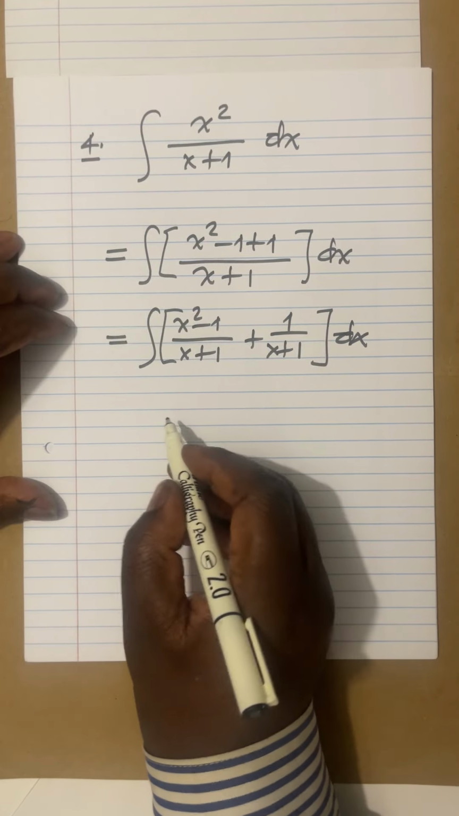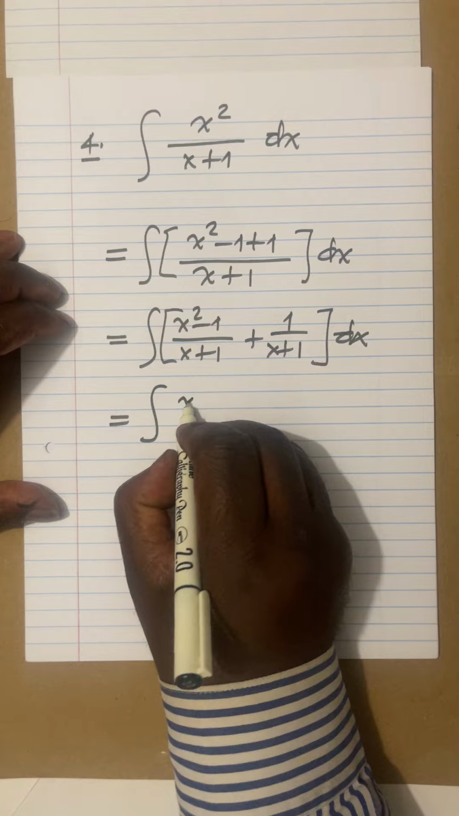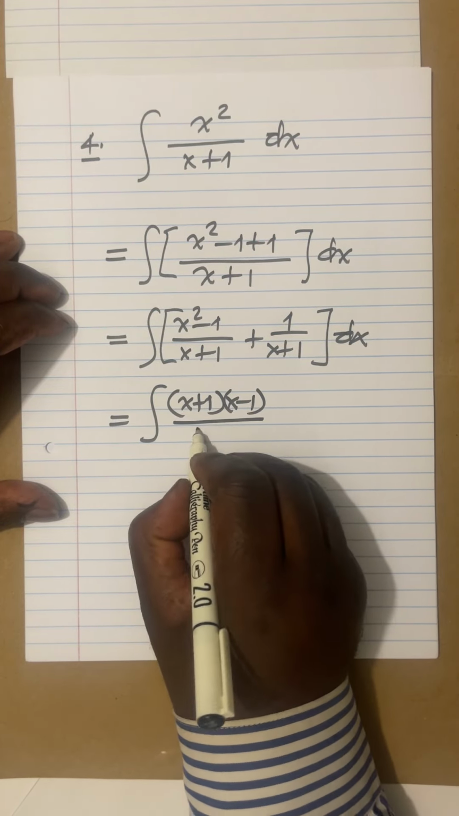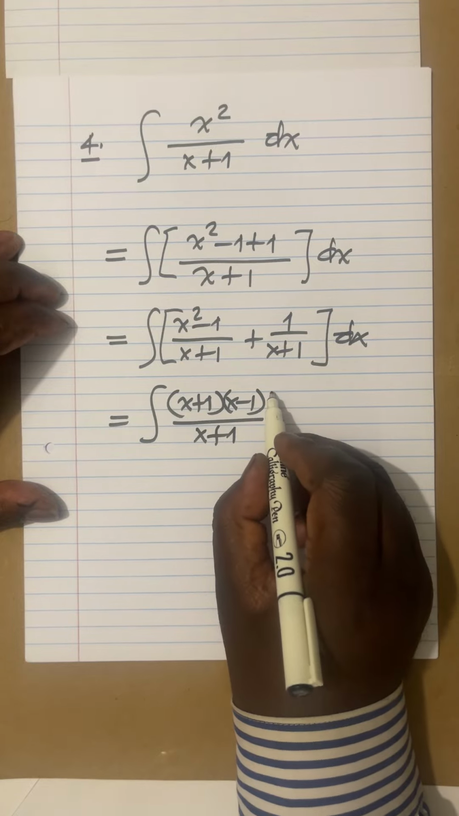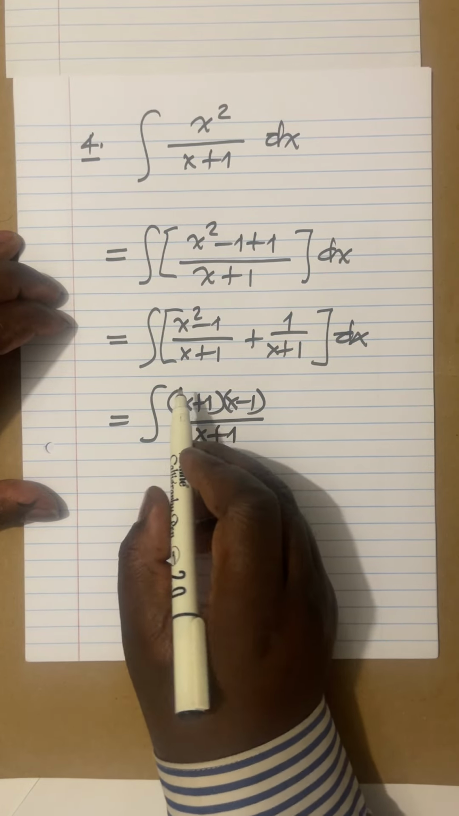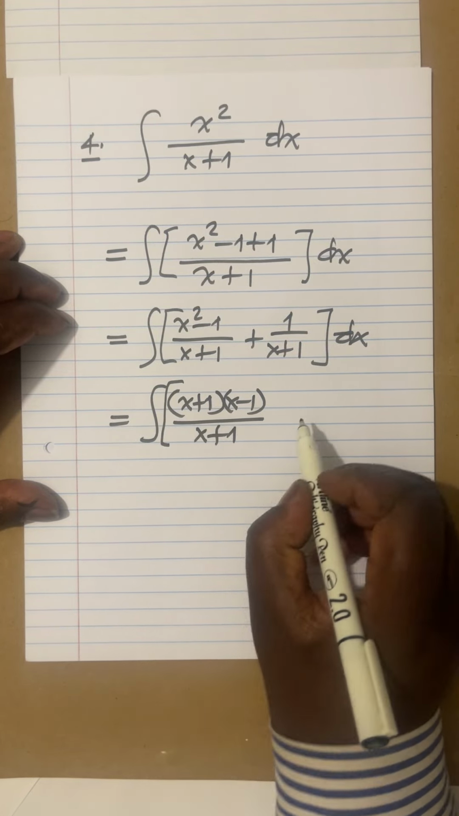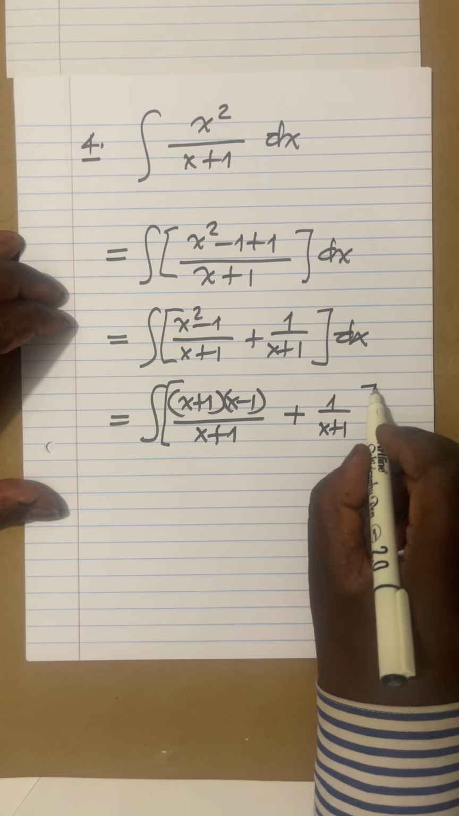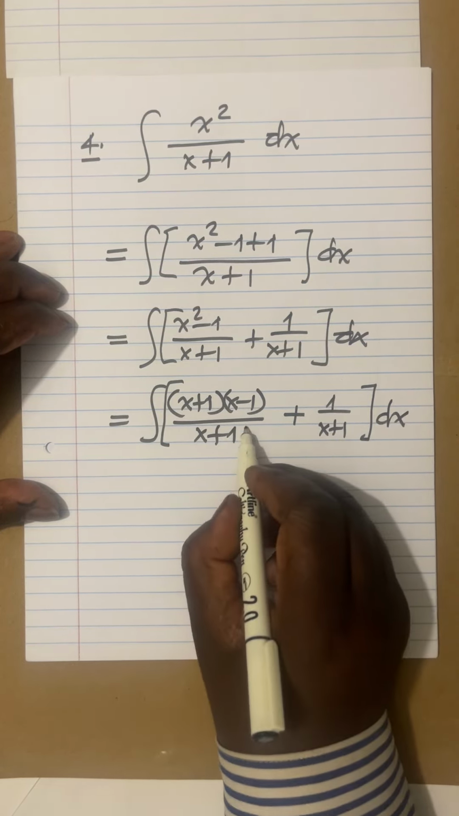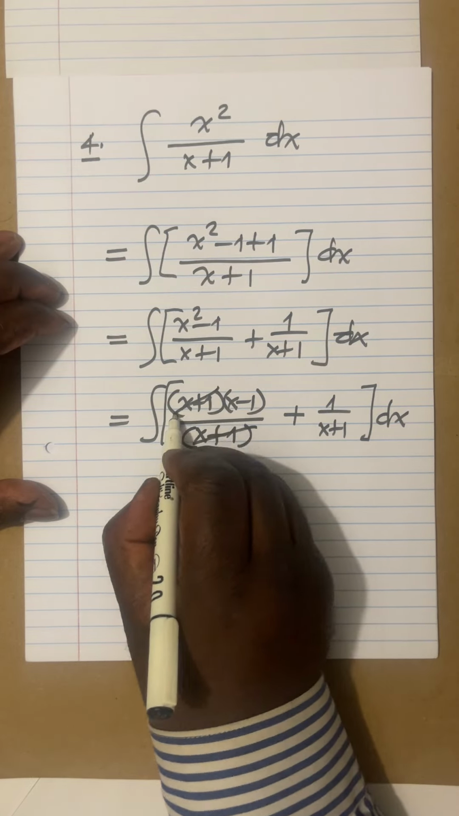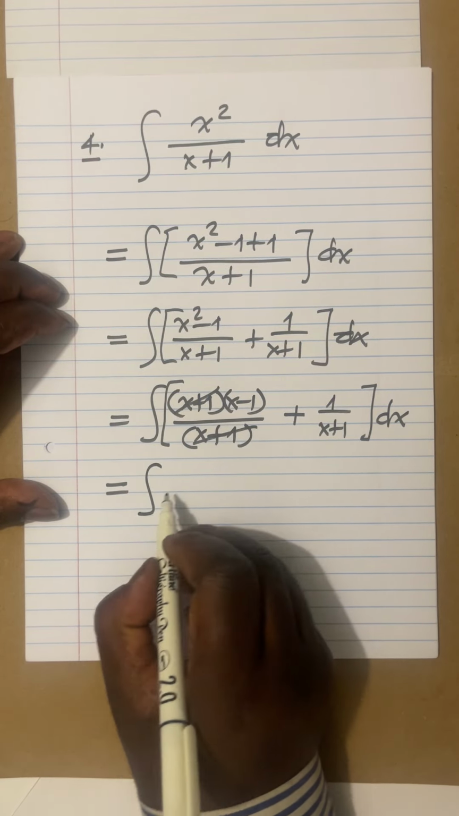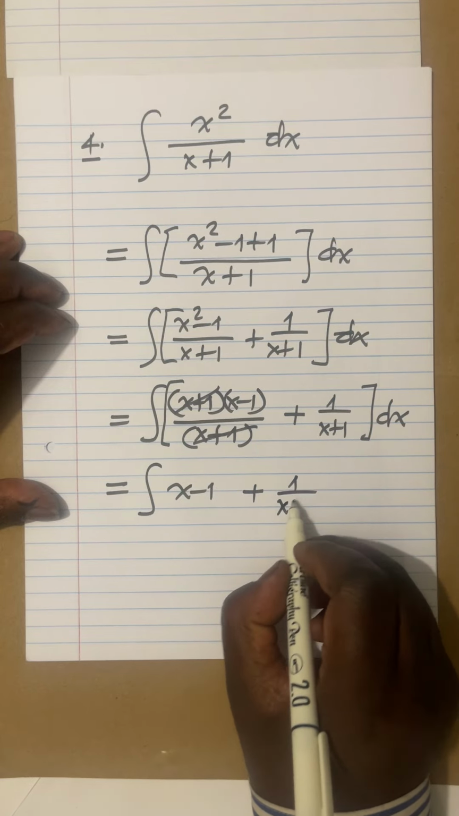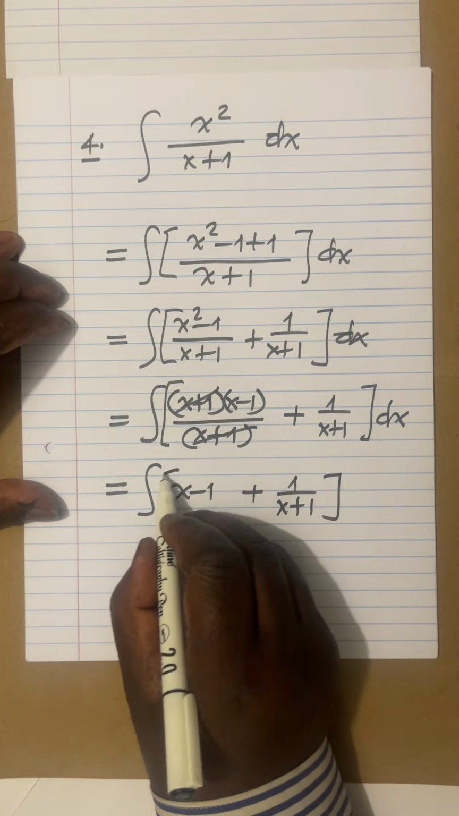Difference of two squares here. This is the integral of x plus 1 times x minus 1 all over x plus 1, in a square bracket, plus 1 over x plus 1, and then dx. Clearly you can see that these cancel. So what do I have? I have the integral of x minus 1 plus 1 over x plus 1, and then dx.